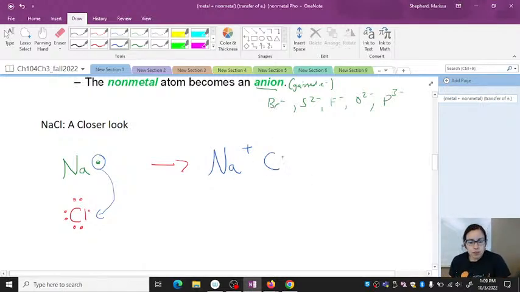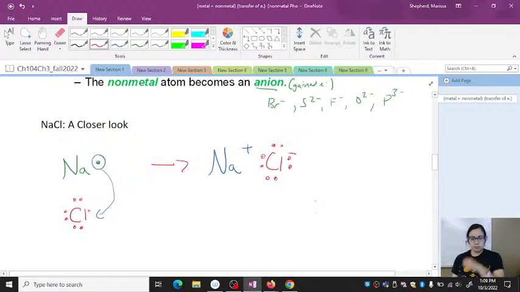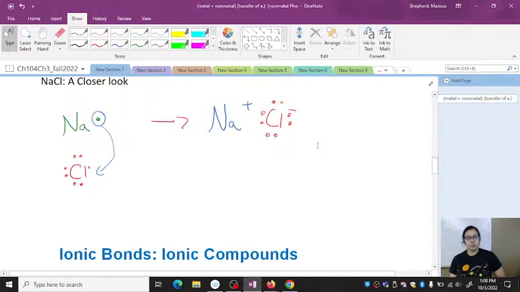And now chlorine becomes our chloride. And now it is satisfied by the octet rule. And of course it has that negative charge on it. And so now we can just leave it like this in this little depiction. So again, showing our transfer of electron from our sodium to our chlorine.